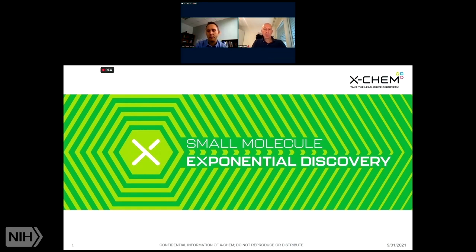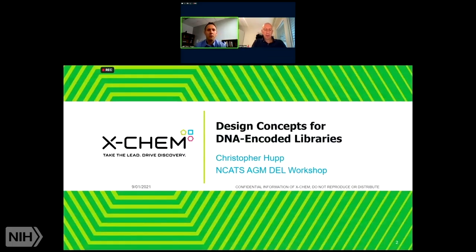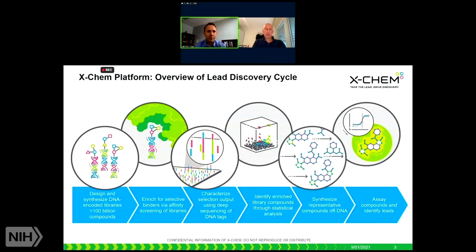Yes. Excellent. So today I'm going to talk about some design concepts that we at X-Chem feel are important to make high quality libraries. And this first slide right here is an overview of the platform. It's the process which is familiar to other practitioners of the field, where we have at the far left-hand side of the slide the design and synthesis of our DNA-encoded libraries, which are then used for the selection process, which is the next circle over.